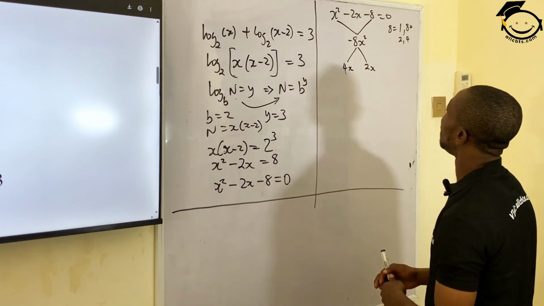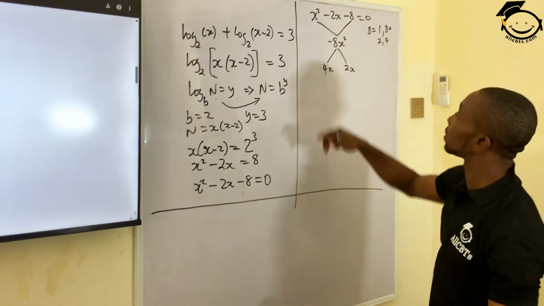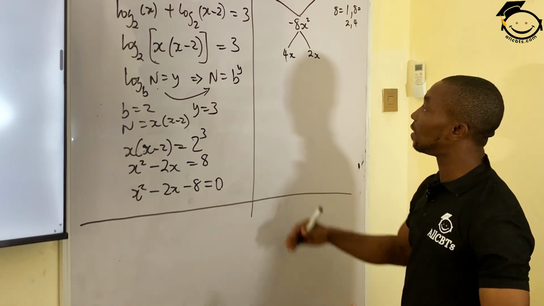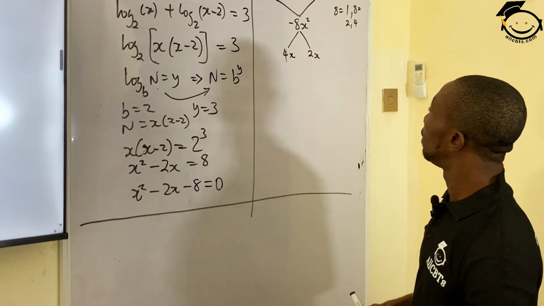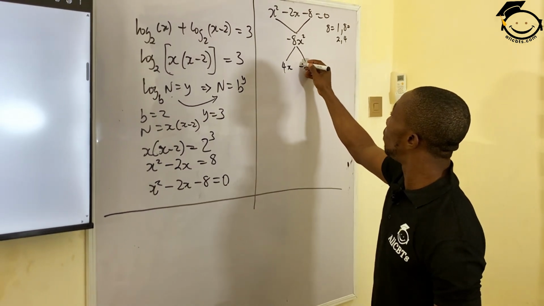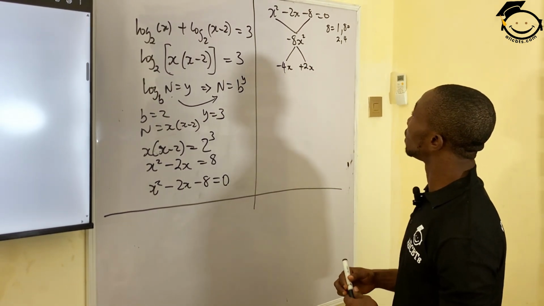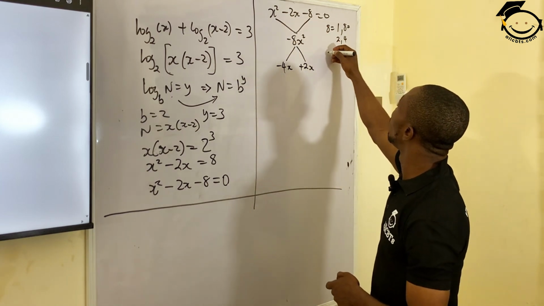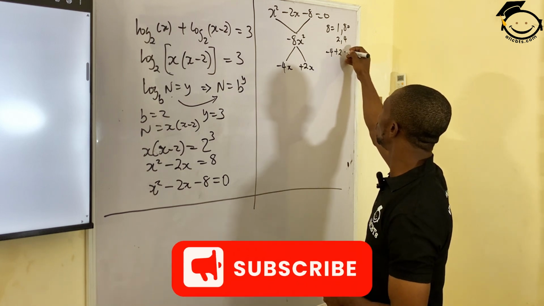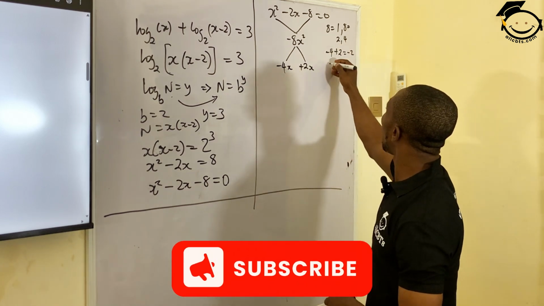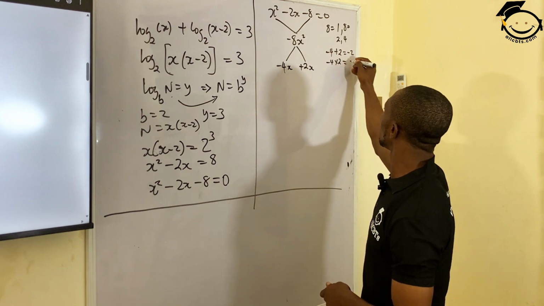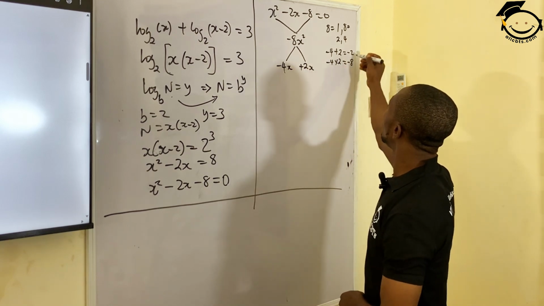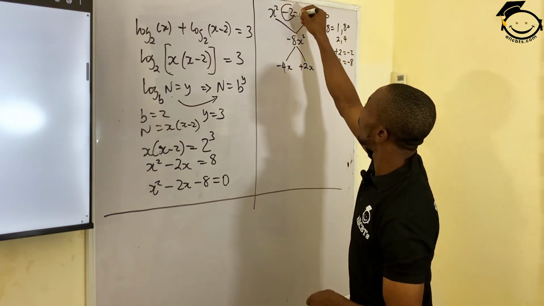Now, let's look at the sign. Since we have a negative 8, one of these factors should be negative. If one of these factors is going to be negative, the smaller one will be positive, while the bigger one will be negative. Why? Because this is also a negative. Let's look at it. If we have minus 4 plus 2, that gives us minus 2, while minus 4 times 2 gives us minus 8. So minus 4 and plus 2 satisfies both this and this.